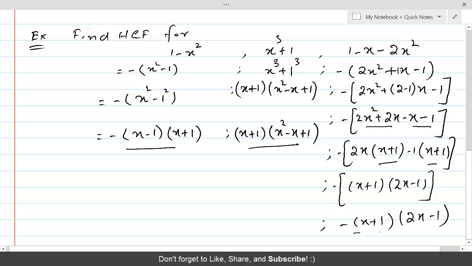Now these are all the polynomials in factorized form, and let's see what is common. The only factor which is common that we can see is x plus 1 over here and x plus 1 over here. There is only one common factor. If there were more than one common factor throughout the three polynomials, we would take the product of all the common factors, but there is only one, so this is x plus 1.